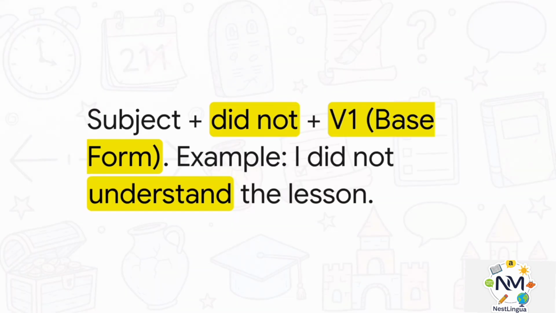Now, when we want to make a sentence negative, things change a little. We need a helper word, did not, which we usually shorten to didn't. But pay close attention to what happens next. The main verb goes back to its original form, the V1. So you say, I did not understand, not I did not understood. This is a really important detail.